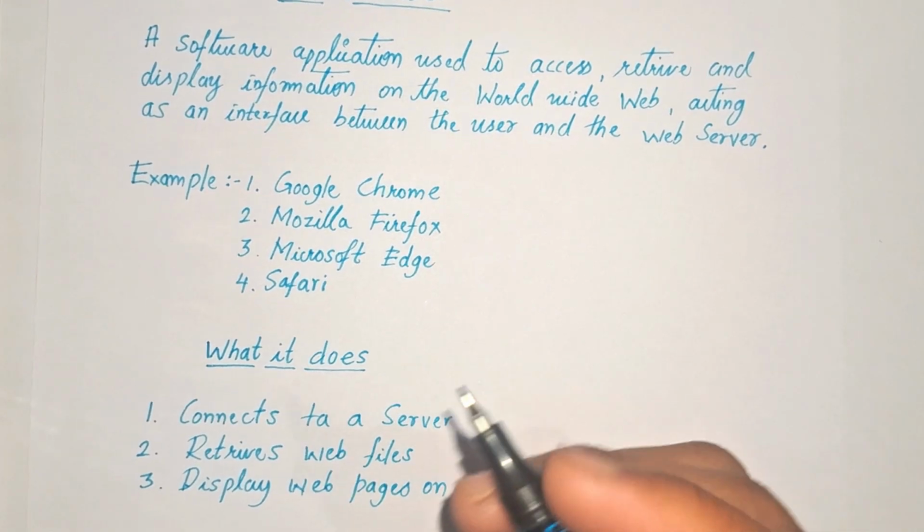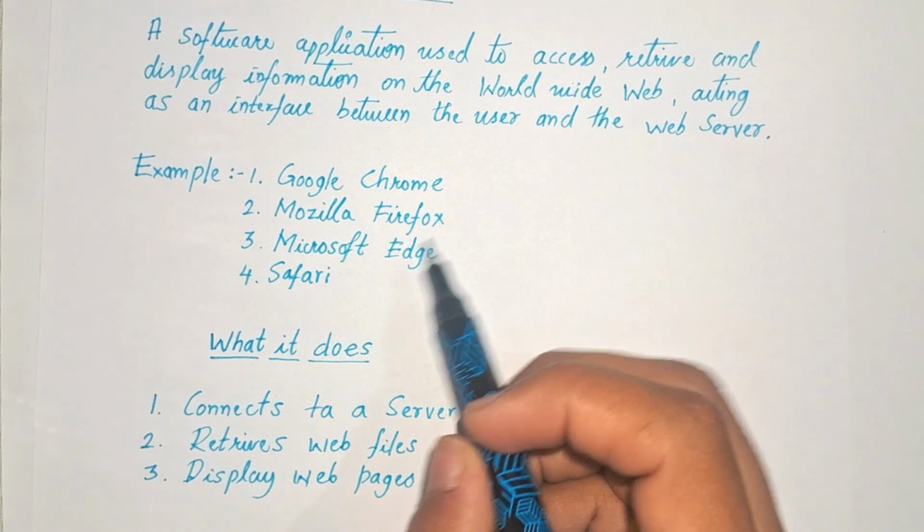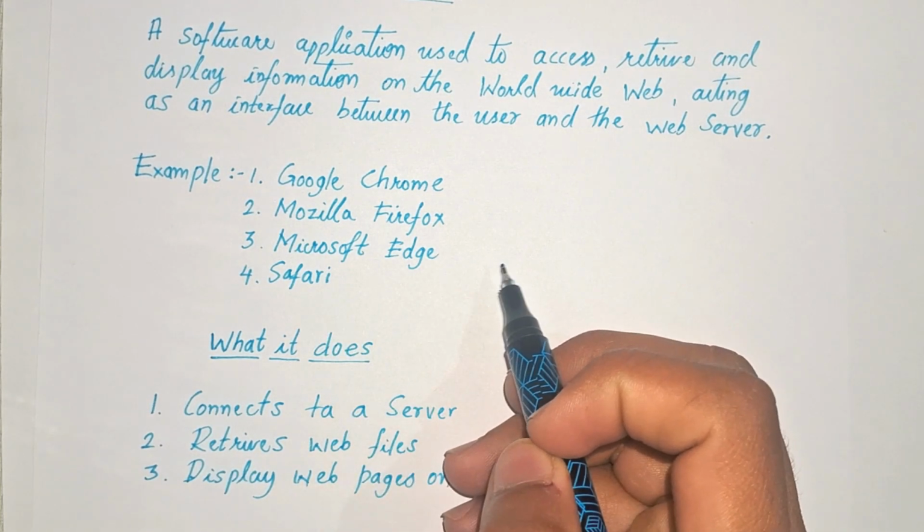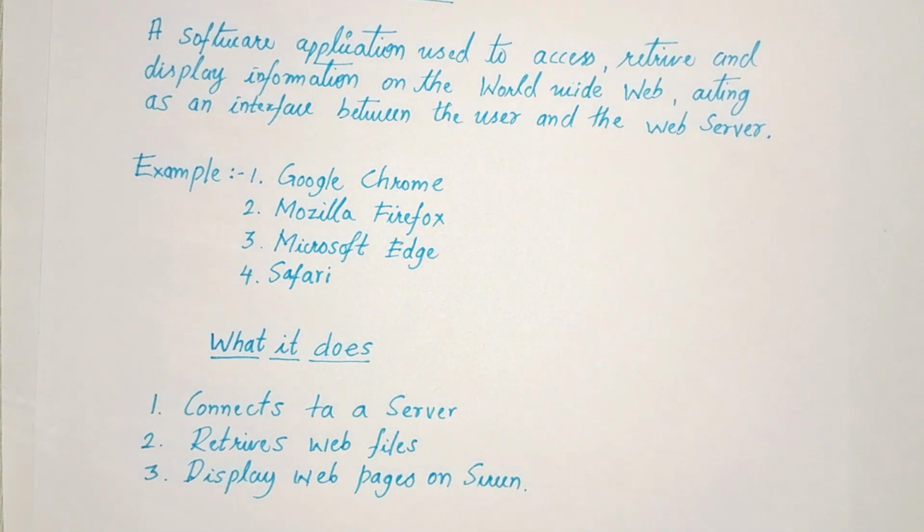So now let's see the examples of a web browser. Google Chrome, Mozilla Firefox, Microsoft Edge, Safari. These are some of the examples of web browsers.